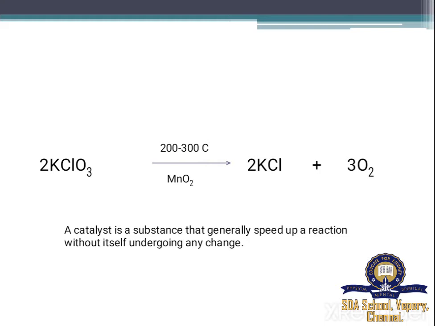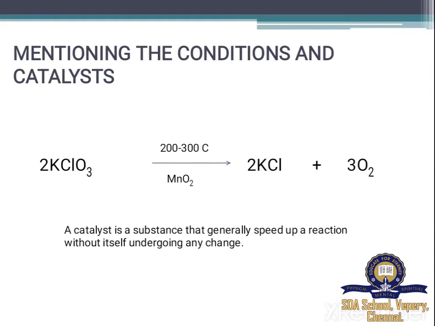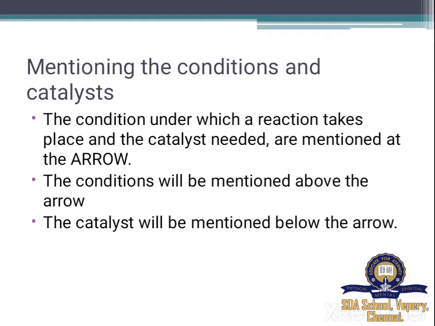So here is the first thing, mentioning the conditions and the catalyst. While mentioning the condition and catalyst, one has to remember these things. The condition under which a reaction takes place and the catalyst needed are mentioned at the arrow. So the condition and the catalyst should be mentioned at the arrow. The conditions will be mentioned above the arrow and the catalyst will be mentioned below the arrow.